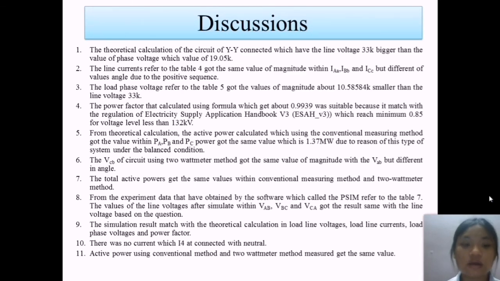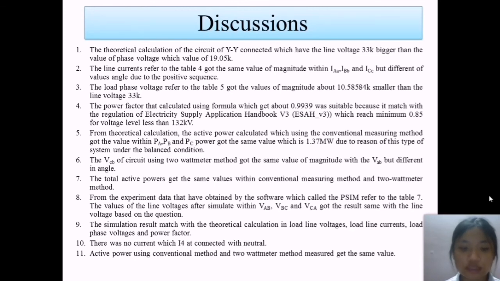Sixth is that the receiver circuit using the two-wattmeter method got the same magnitude as VAB but a different angle. The seventh is that the total active power got the same value with the conventional measuring method and the two-wattmeter method. Eighth is the experiment data obtained by the software called PSIM, referring to Table 7. The line voltages after simulation, VAB, VBC, and VCA, got the same result as the line voltage based on the equation.